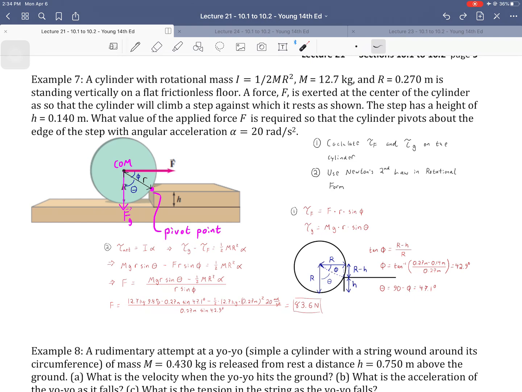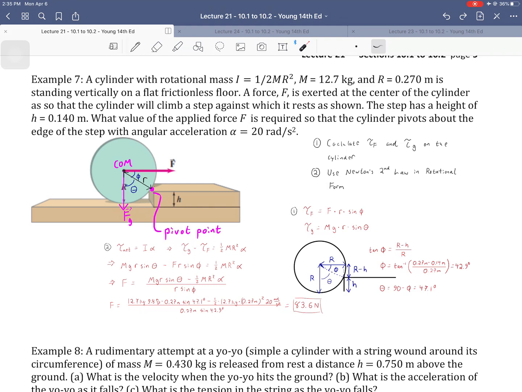This is kind of like the diagram that we'd see for an angled pendulum being released from rest, or a pendulum at any point in its swing as well, right? So I have that tangent of phi is (r minus h) over r. Again, consult the diagram. And that allows me to solve for phi as 42.9 degrees for this particular value of r and h. And then finding theta is quite simple because they just sum to 90. And so that means that theta is simply 47.1.